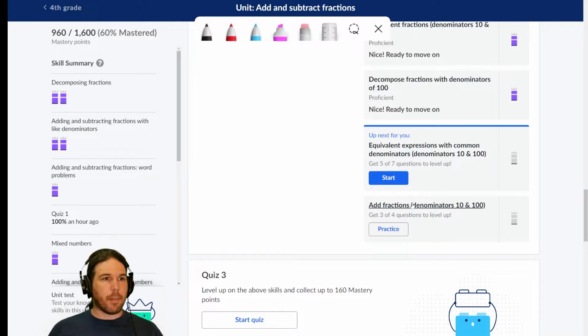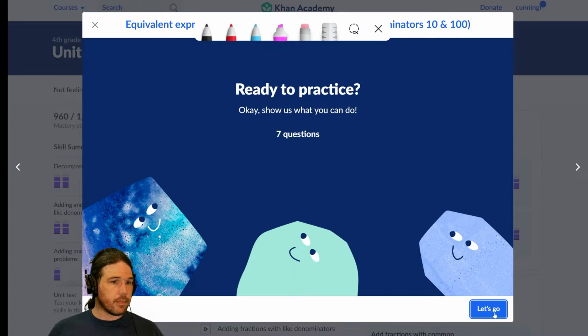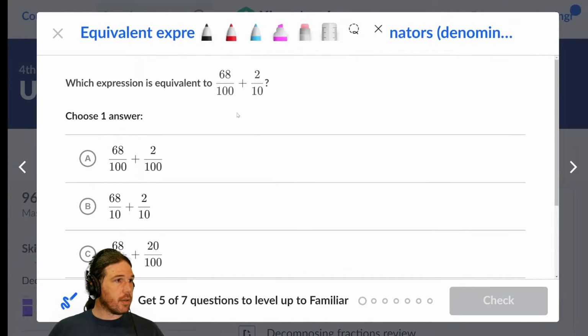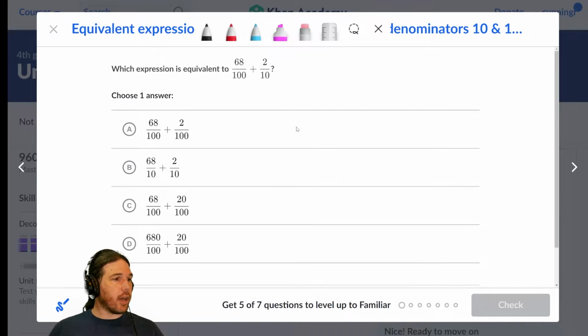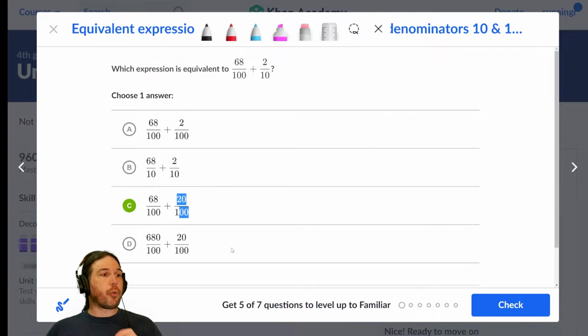Equivalent expressions with common denominators, specifically denominators of 10 and 100. Okay. So again, taking the exact same thing we've learned and just giving us one more little step. Now, instead of just seeing that 2/10 is the same thing as 20 over 100, we're throwing in this extra adding as well. This is giving us the baseline for common denominators, which we'll be doing in a little bit.